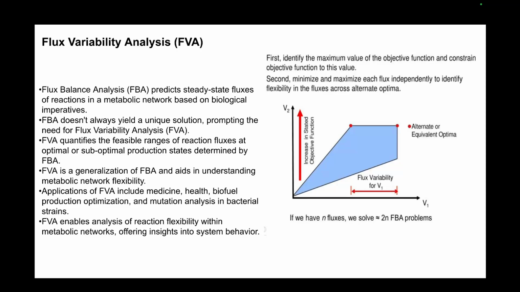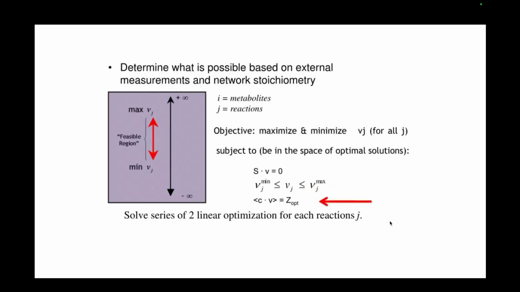It's basically minimizing and maximizing each flux independently to identify the flexibility in the flux. So you want to define a range of those flux values where it can still give the optimal objective function value. If you have n fluxes in general, you have around 2n FBA problems. Okay. Yeah. So this is basically FVA in a nutshell.